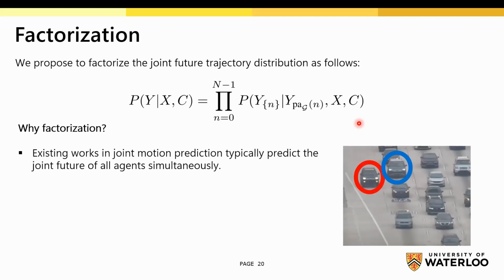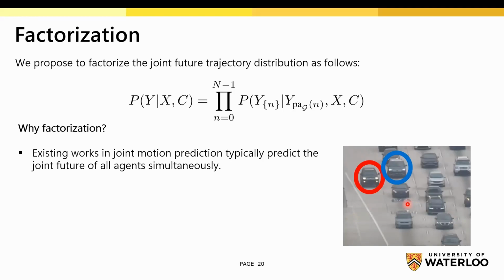Well, why is this problematic? So let's look at this scenario that we visited earlier, where we have the red vehicle trying to merge onto the highway, and it's interacting with this blue vehicle here. So let's say we wanted to predict the joint future of the blue and red vehicles. Well, existing joint predictors would just predict the future for both agents simultaneously.